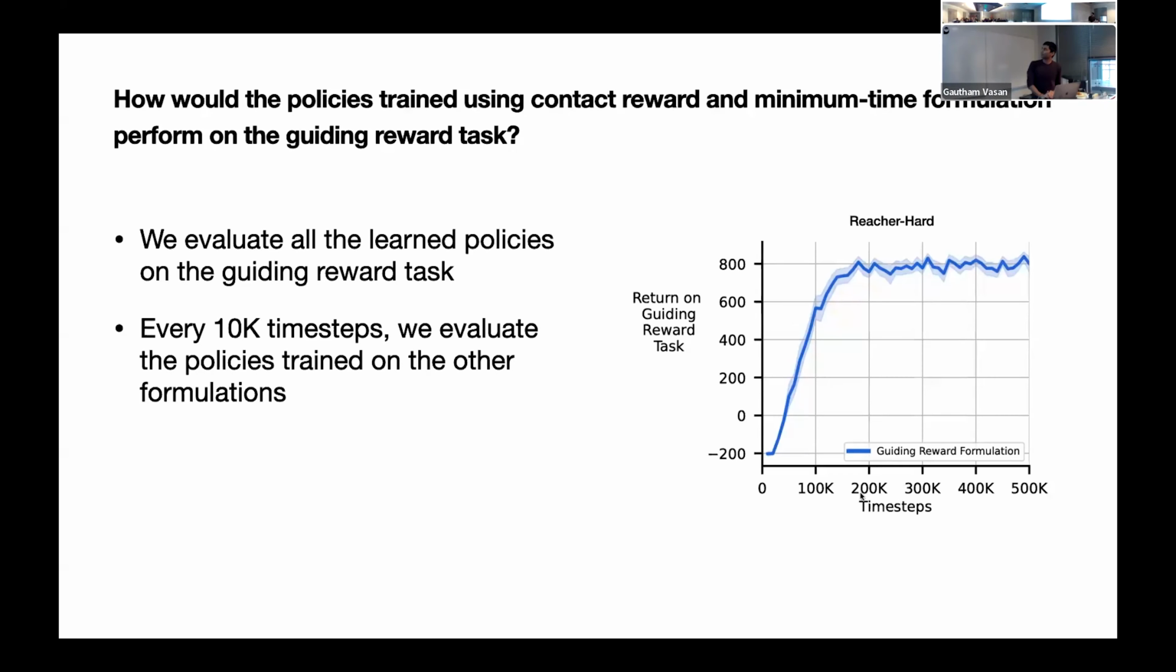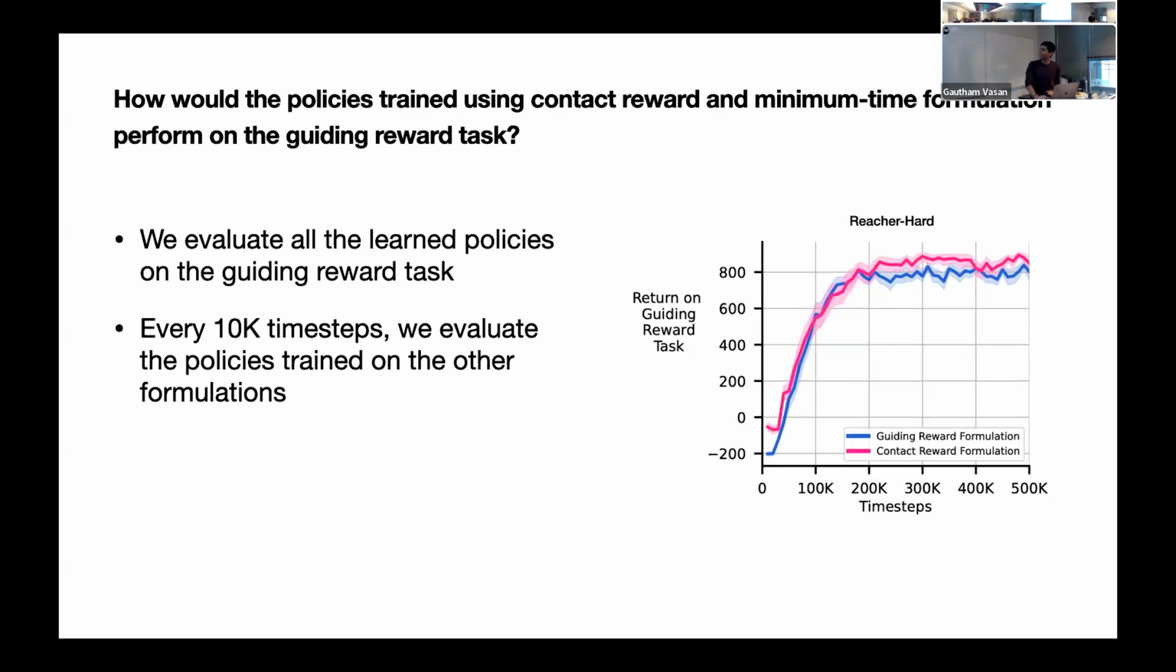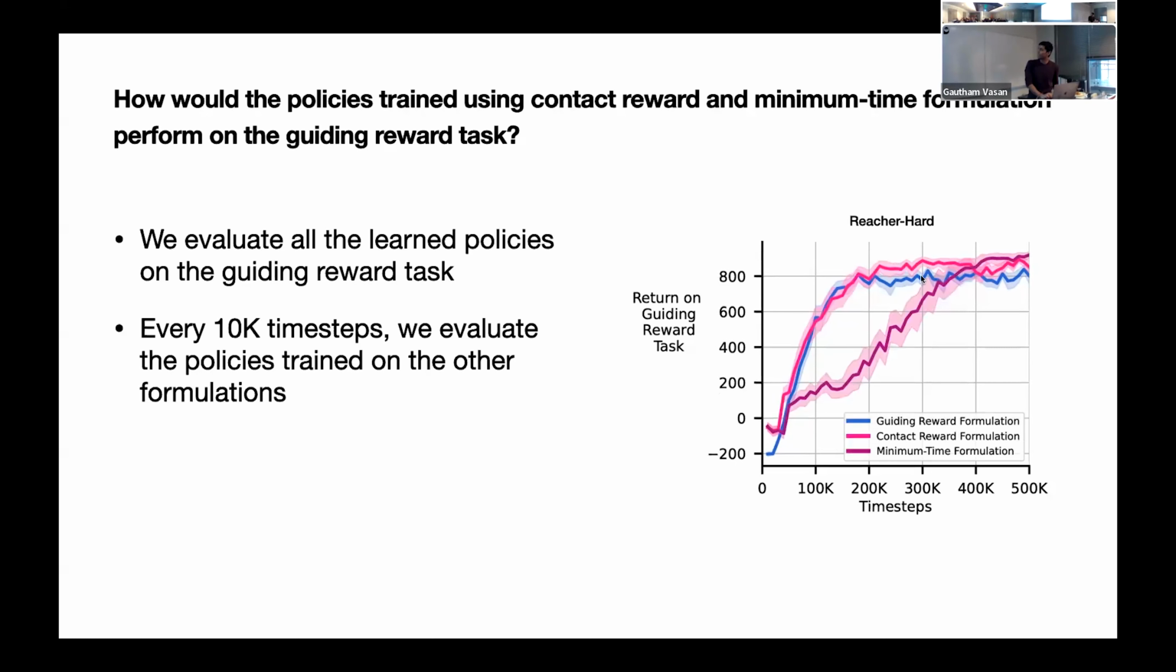So we start with the guiding reward formulation here. This is the learning curve we had from before. The return is on the guiding reward task. If I evaluate the contact reward policy on the same task, this is what we get. Right off the bat it's kind of close, and it actually ends up being better. So even with this simple switch, the guiding reward formulation is getting beaten at its own game.